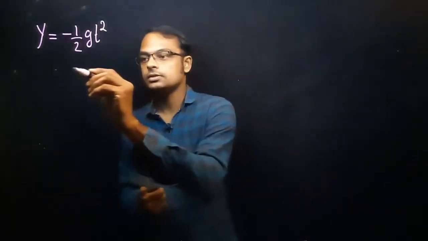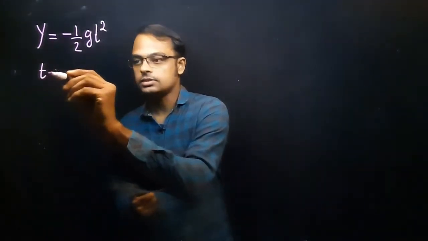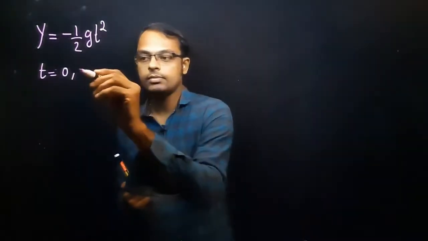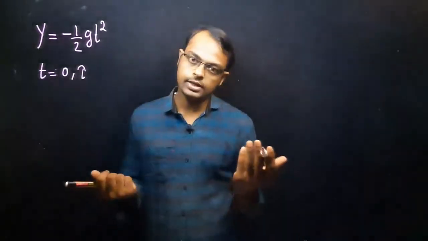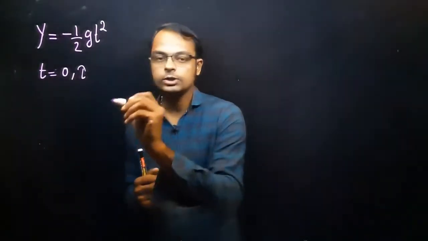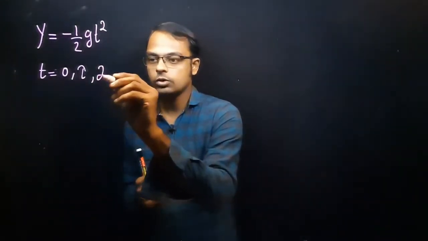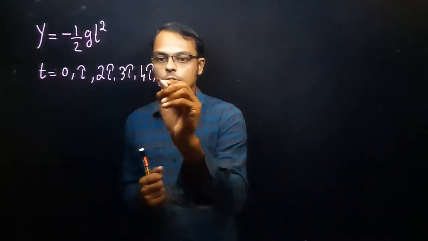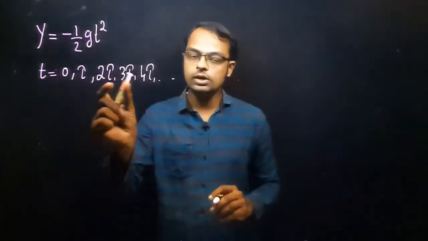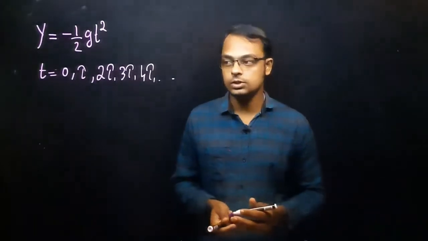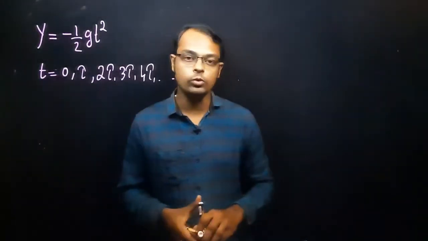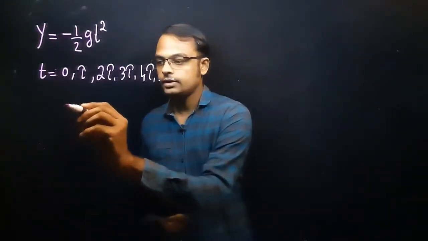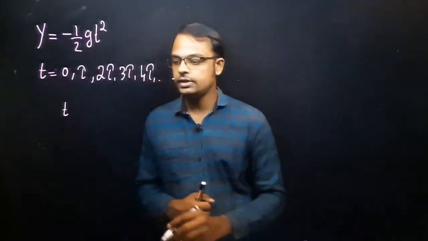Let's discuss here. The starting time is 0. The next time interval is tau. We can write t1, t2, t3, etc. So I'm writing tau, then 2 tau, 3 tau, 4 tau, etc. These are the equal time intervals starting with 0, tau, 2 tau, 3 tau, 4 tau, etc.